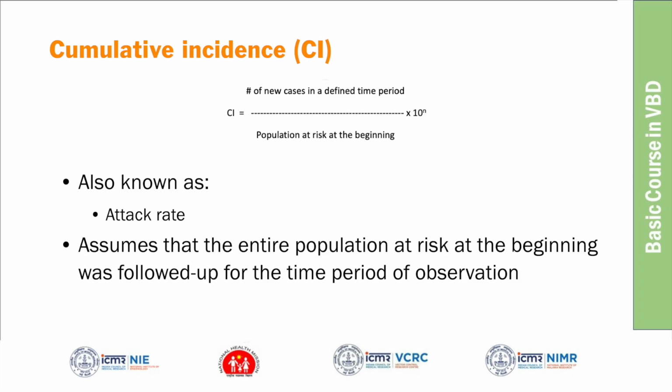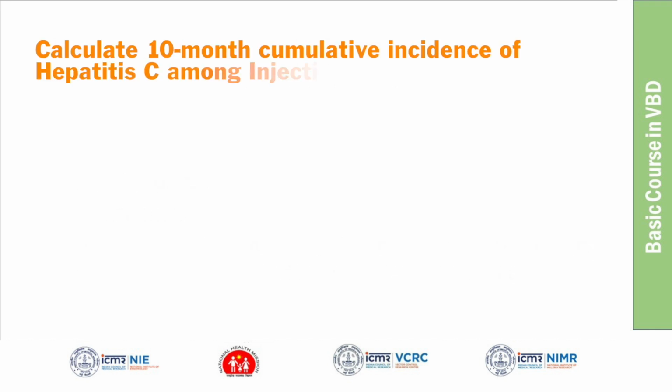Cumulative incidence assumes that the entire population at risk at the beginning was followed up for the total period of observation. That means, suppose I want to identify 2-year cumulative incidence of hypertension, then my assumption is all the individuals who did not have hypertension to begin with, who were part of my study, would be followed up for a period of 2 years to see how many individuals developed hypertension.